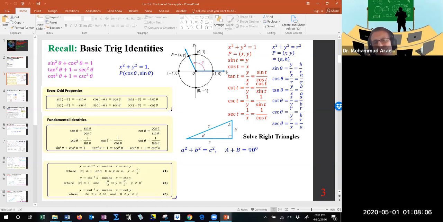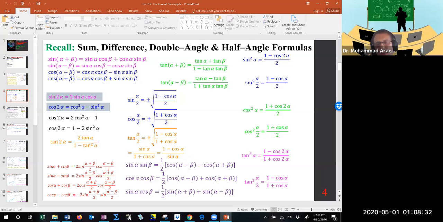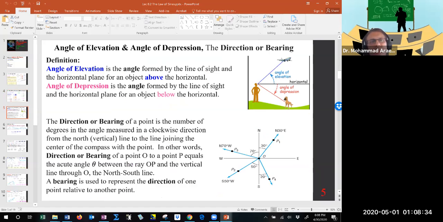We had known that if you have a right triangle, it follows the Pythagorean Theorem, a squared plus b squared equals c squared. And all interior angles must add up to 180. So if one of them is 90, the other two add up to 90. And we also discussed the concept of cofunction angles, okay?